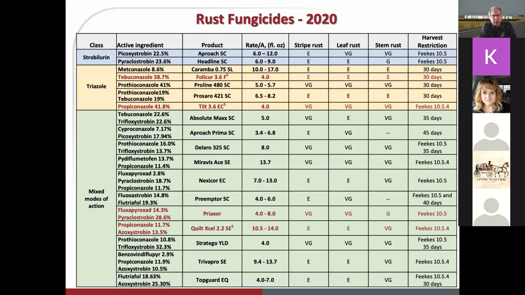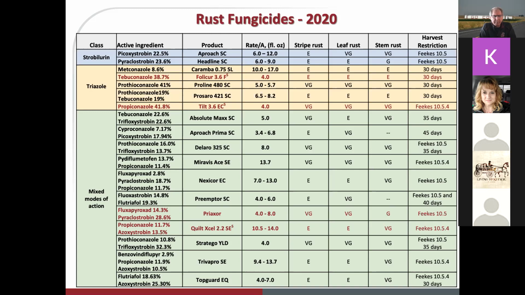Now, one of the important things to consider when you're making a fungicide application is the growth stage. All of these fungicides have a harvest restriction, and for things like propiconazole, the growth stage restriction is the end of anthesis, or what we call Feekes growth stage 10.5.4. Other materials like tebuconazole have an interval. So it's a 30-day pre-harvest interval. And so you need to look at the growth stage of your crop and how long it is before harvest and decide whether these fungicides can be applied or not.